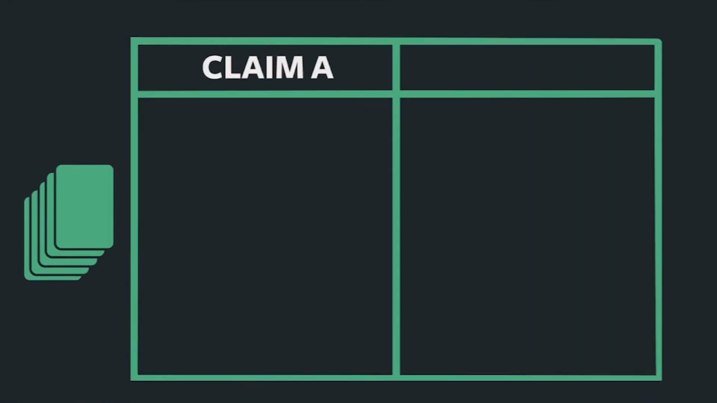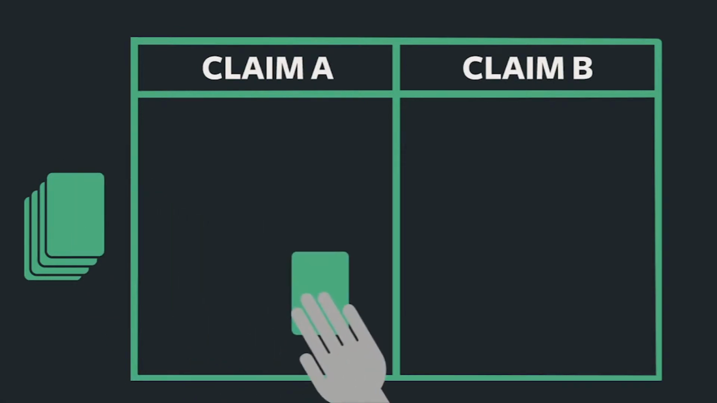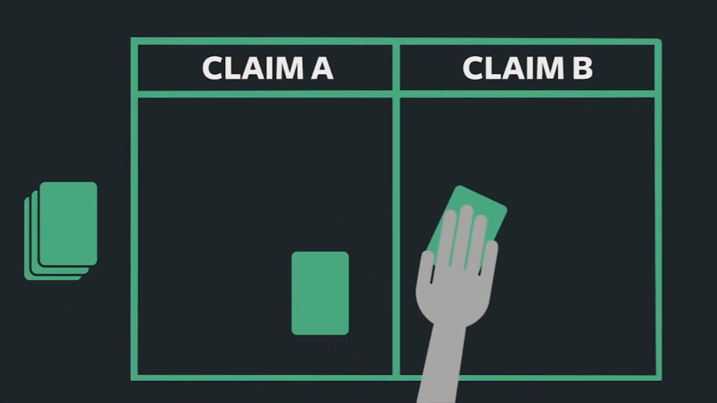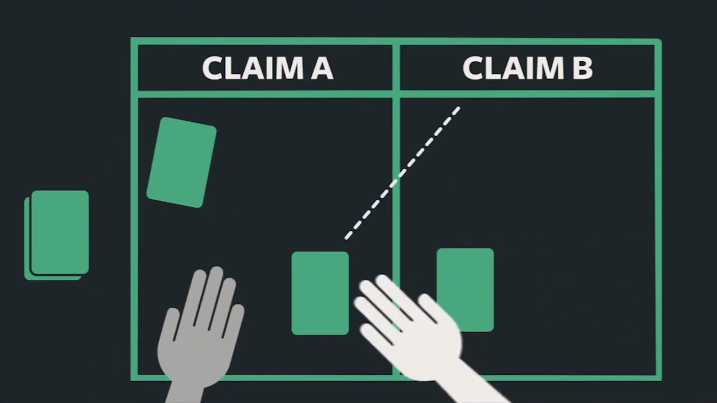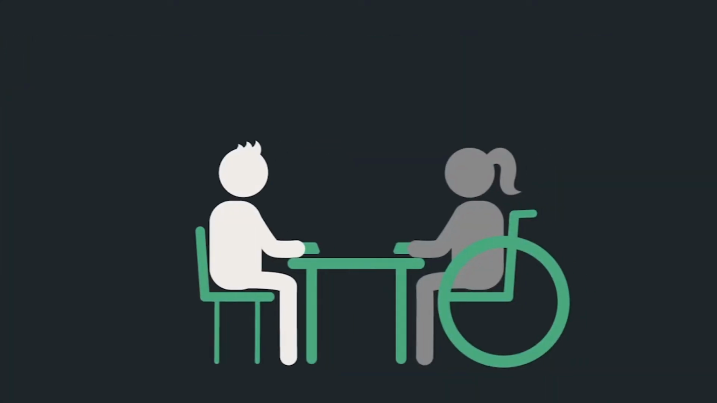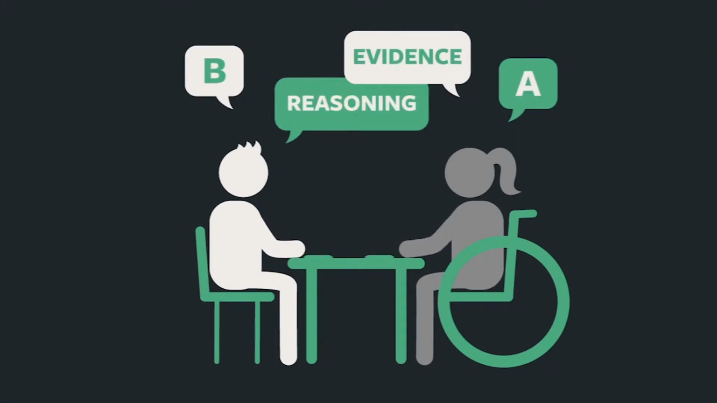In a card sort, students are given evidence cards and one or more claims. In pairs or groups, they sort the evidence cards into columns. They position the cards according to whether they are relevant and supportive to a particular claim. By discussing and sorting the evidence, students consider how claims, evidence, and reasoning work together to form an argument.